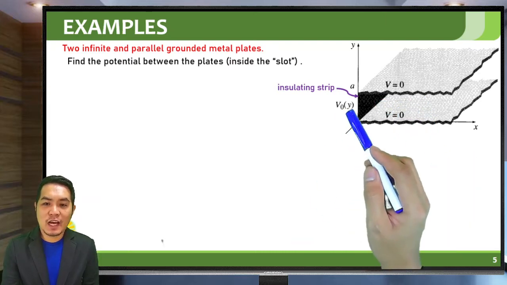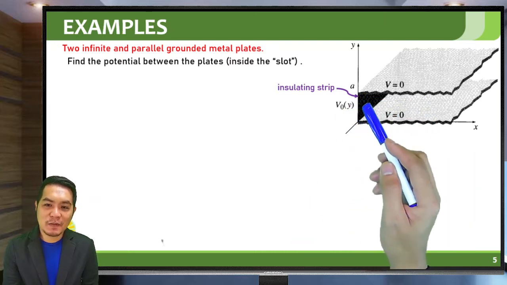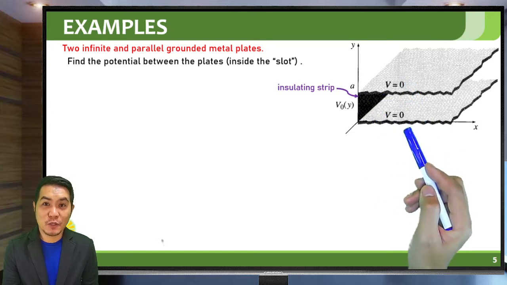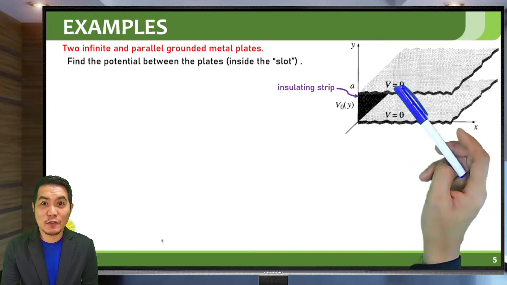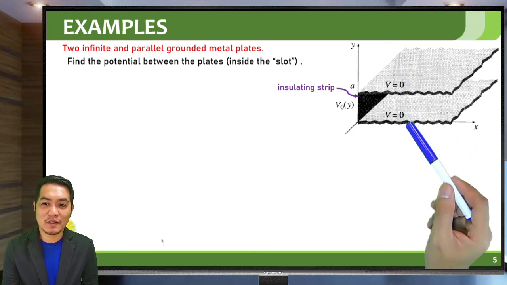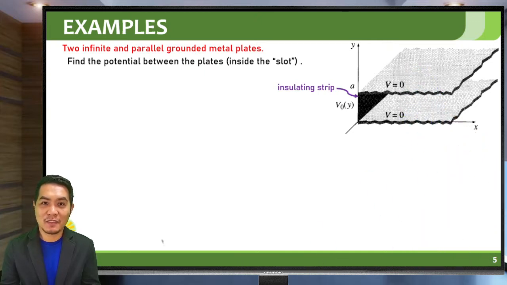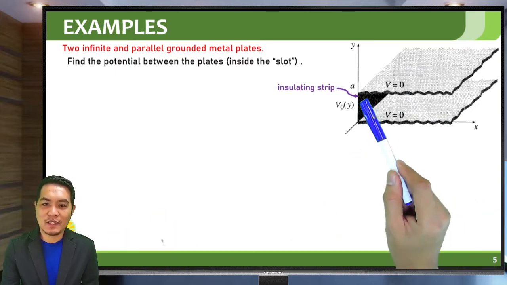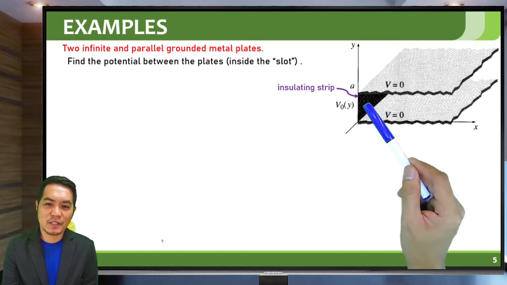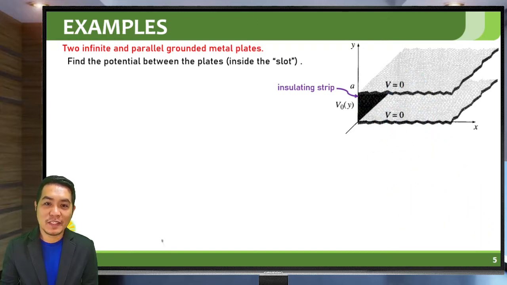Again, by the way, the purpose of this insulating strip is to prevent the two plates from shorting out. Take note, if you have a grounded conducting plane, you have an induced charge on the plane. There are charges on the plane. So if the two planes touch, since these are conductors, there could be a flow of charges, or a mix-up of charges. So the insulating strip makes sure that these two plates have no physical contact.